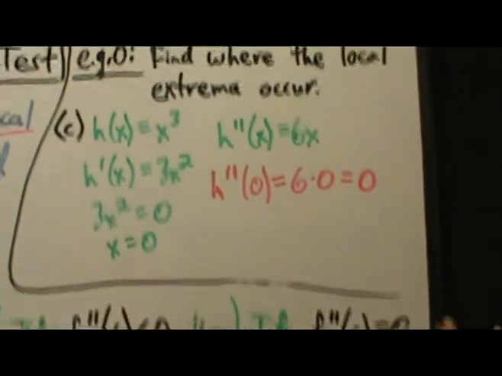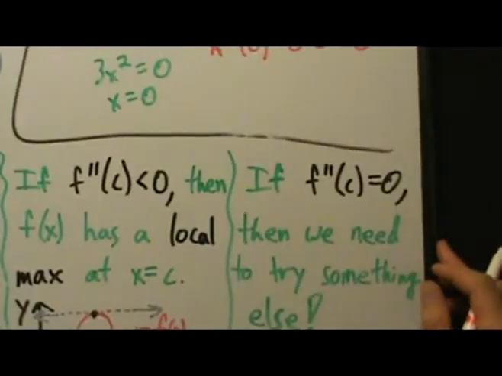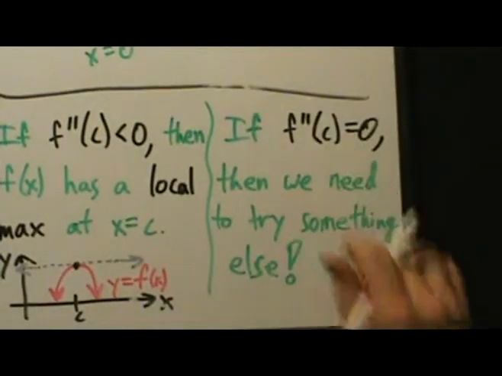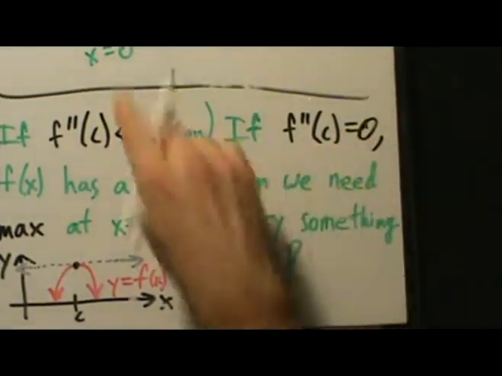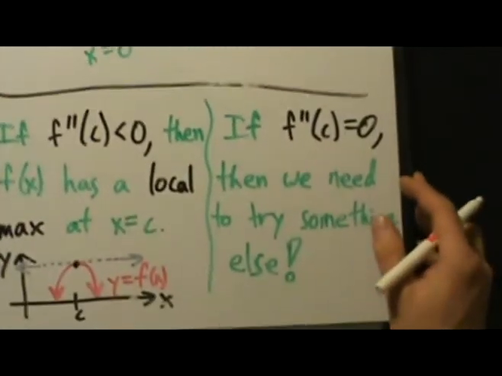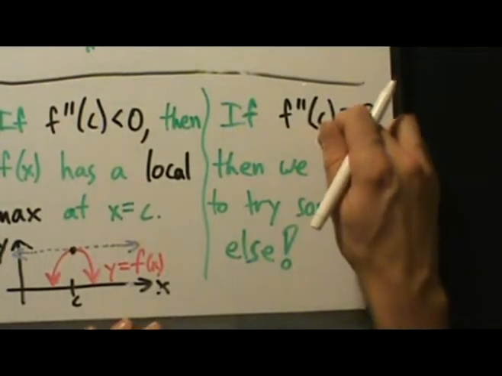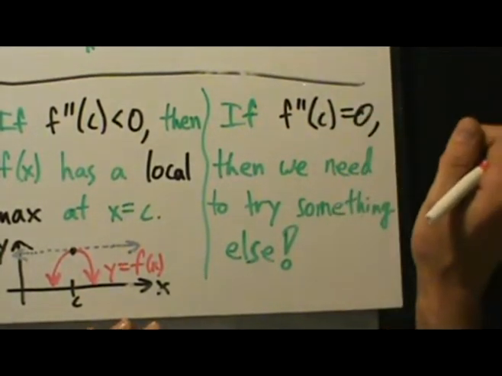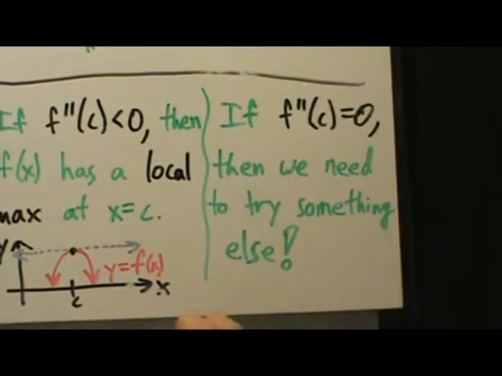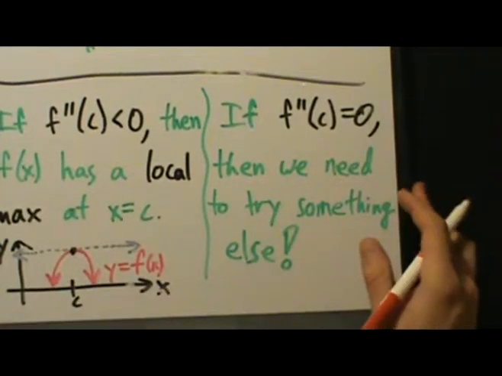Okay. And that's bad, right? That's bad because in this case, h, it doesn't matter what we call the function, the second derivative at the critical point is 0. So that means we have to try something else. And specifically, we would try the first derivative test.